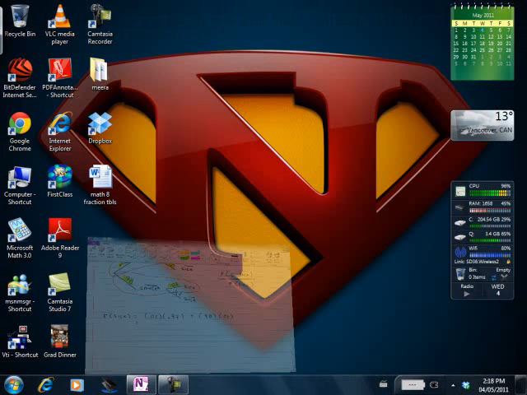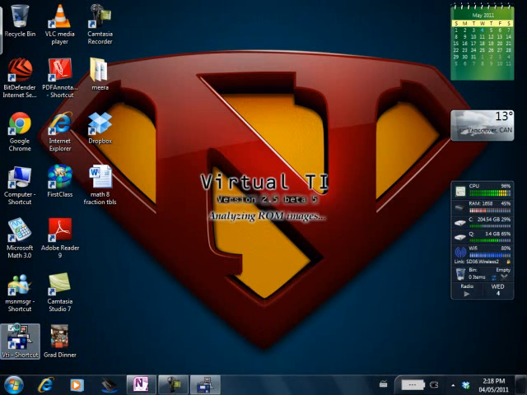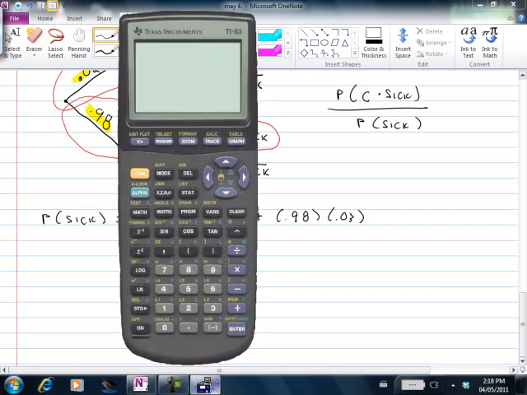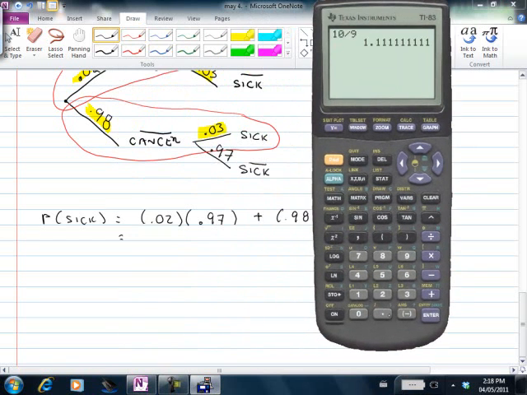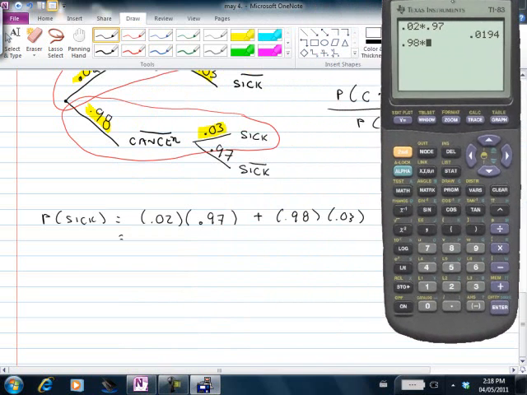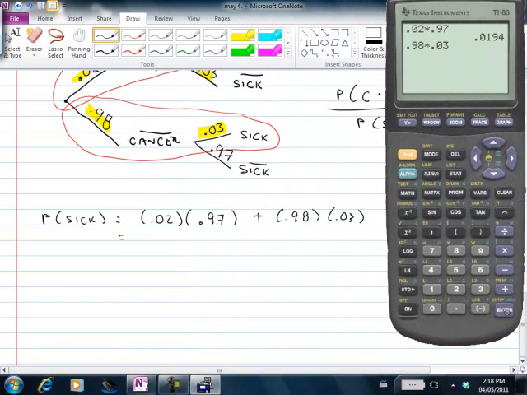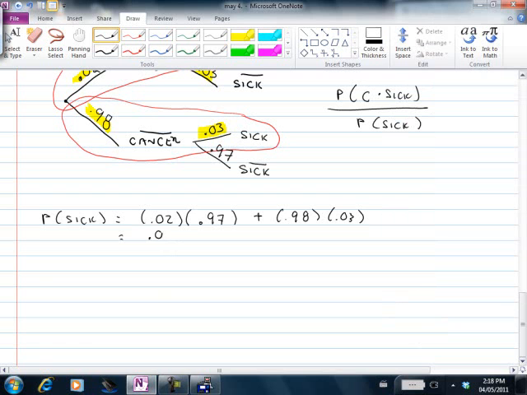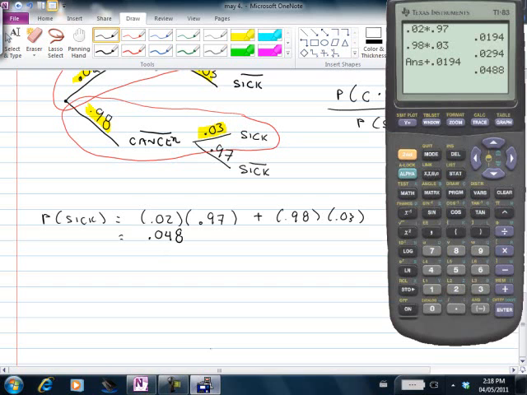So let me grab my calculator. So clear up. So you got 0.02 times 0.97. Then you go 0.98 times 0.03. Add those together. 0.0194, 0.048. 0.048. Nothing too bad. And there should be another 8 there, but who cares?